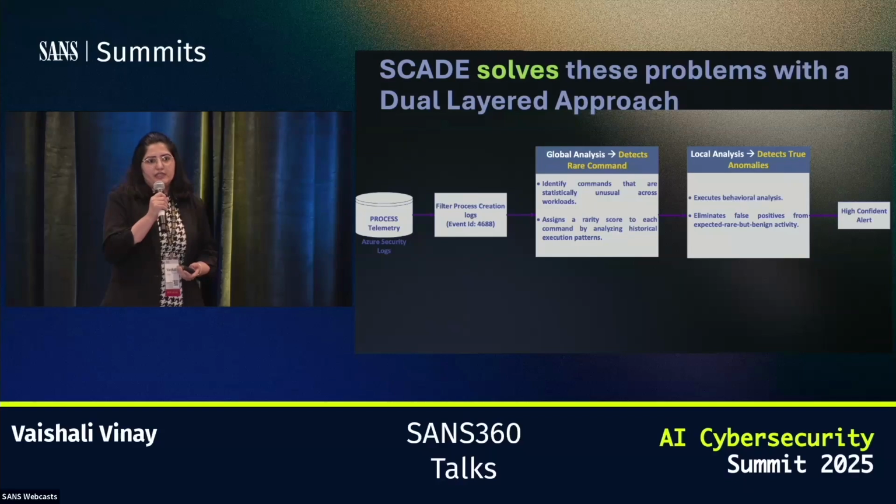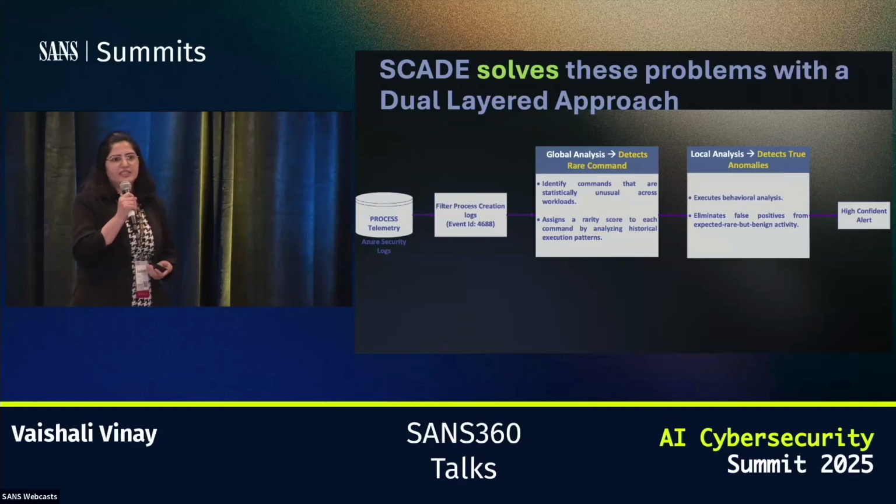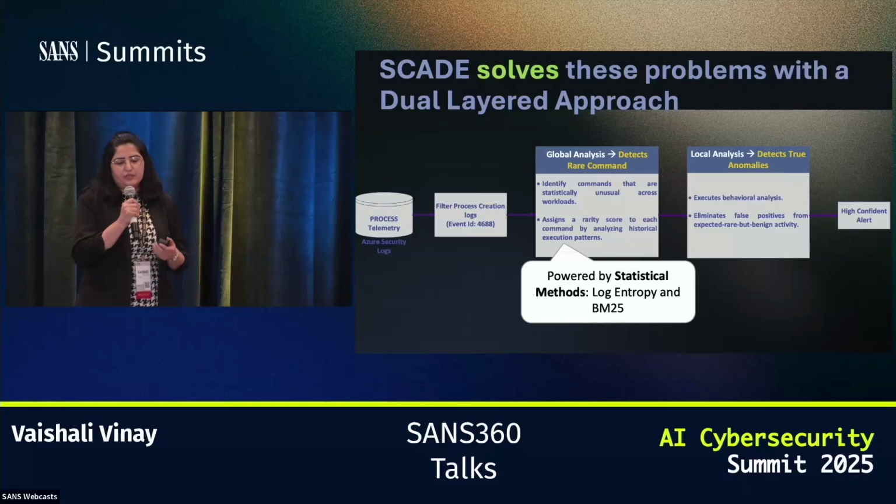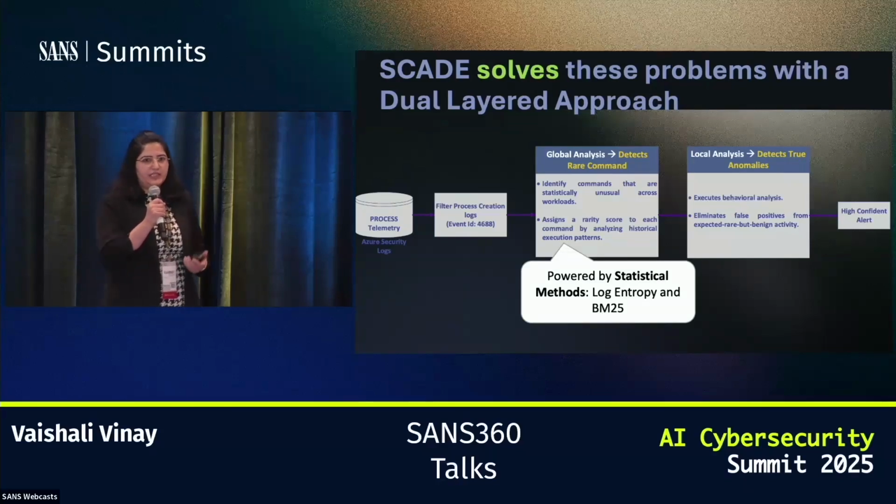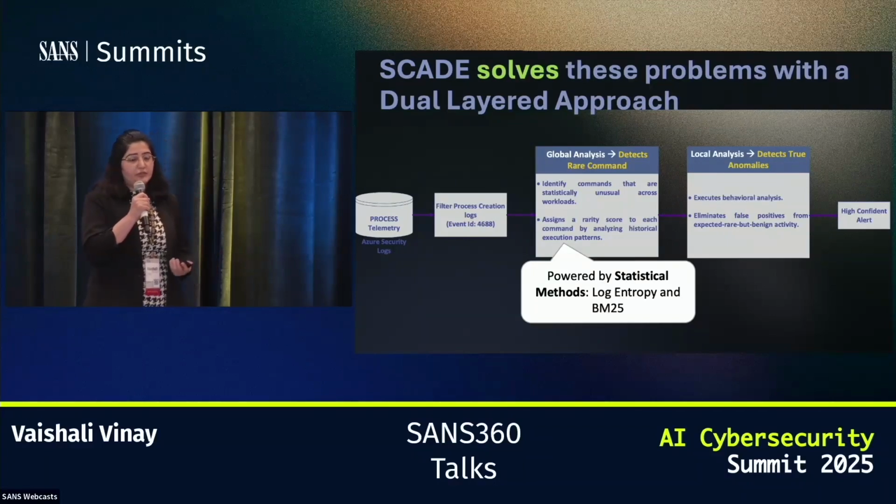SCADE is a dual-layered anomaly detection framework that consumes Azure security logs, specifically process creation events, and passes them through two layers. One is global analysis, where we use statistical methods such as log entropy and BM25, and we try to understand the behavior of those events from a global perspective, all across the workloads. And how do we do this?